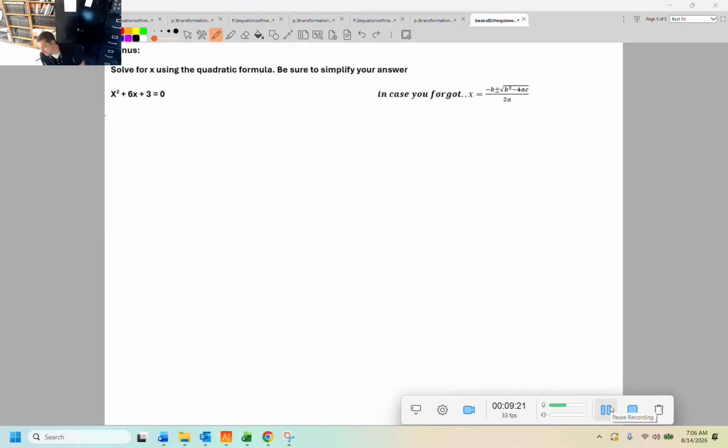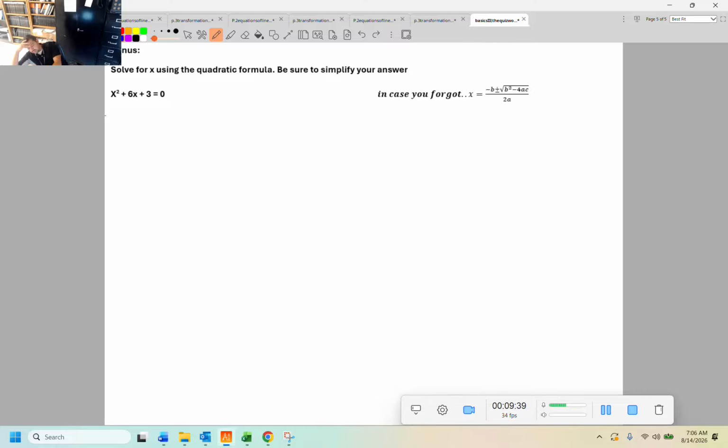Now, where we are, we're at the bonus question here. Solve for x using the quadratic formula. Be sure to simplify your answer. So let's see what I've made up here. Okay, so first off, let's sing the stupid song. X equals negative b plus or minus square root b squared minus 4ac all over 2a.